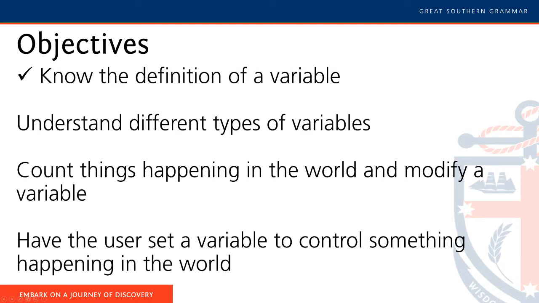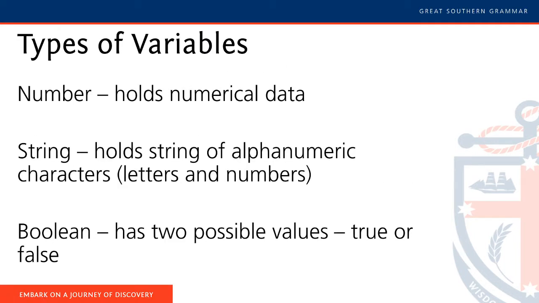Now there are three main types of variables that you'll come across as you're programming. Here they are on the PowerPoint. Number, it holds numerical data. That one's very obvious. A string, which is a bit of a tricky word to remember. When you see the word string, it means a word. We say it holds alphanumeric characters, and that basically means letters and numbers. And the third type is a funny looking word called boolean. A boolean variable has two possible values, either true or false.